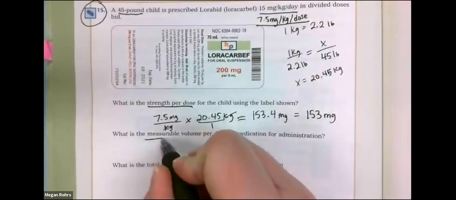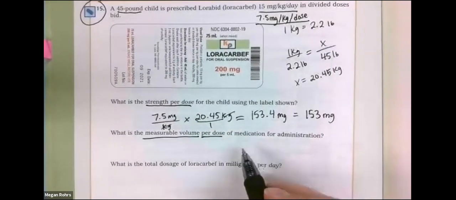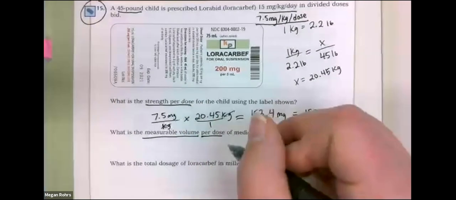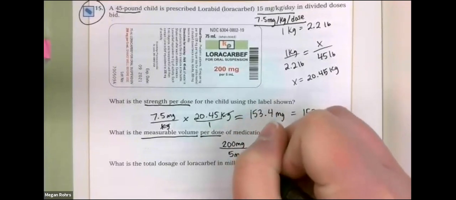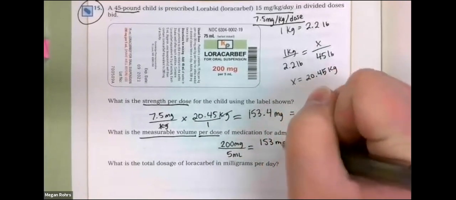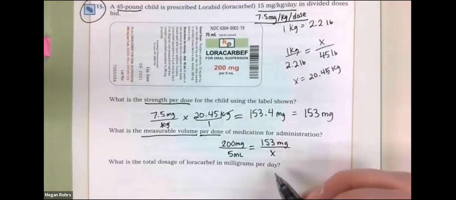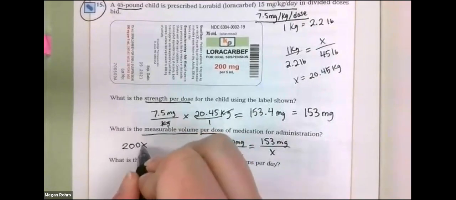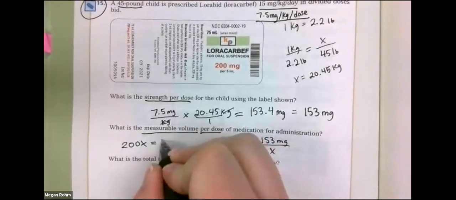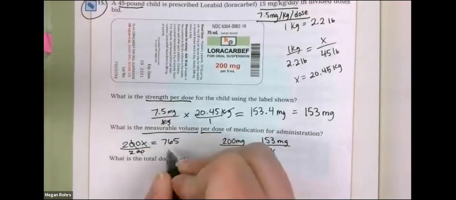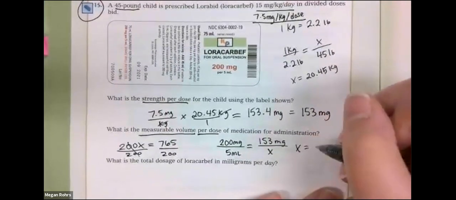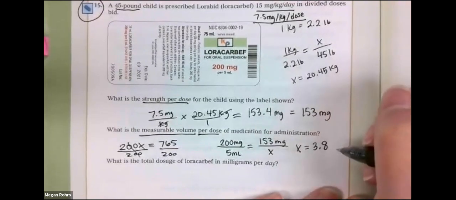Now it says, what is the measurable volume per dose of medication? Well, if we're looking for the dose volume, remember we always set our strength. So I know my drug has 200 milligrams in every 5 mils. I set that equal to what's being ordered. So they need 153 milligrams, and then we can solve for X. So 200 times X, and then we have 5 times 153, which gives me 765. Divide by 200 on both sides. So X, I got 3.8 milliliters.